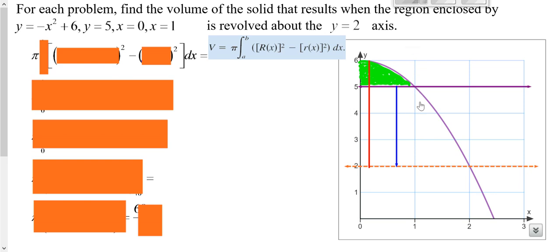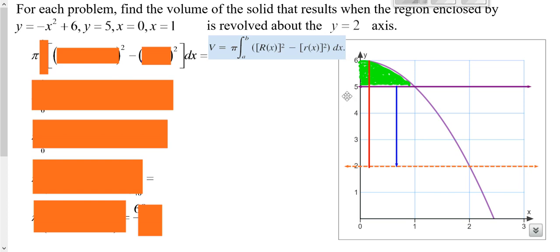Our x is equal to 1, x is equal to 0 right here, our horizontal line of y is equal to 5, and our parabola, so we're looking at what's in between all those, which is right in this region. Our axis of revolution is y is equal to 2 down here, because the shaded region does not touch our axis of revolution. When we revolve it, we end up getting a washer.